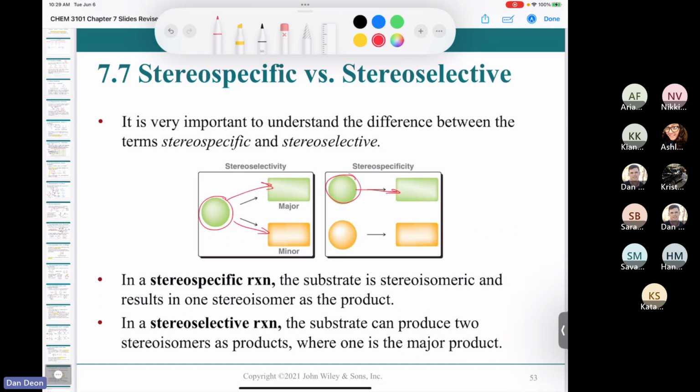Please, if you have a question, go ahead and ask me now about stereospecific versus stereoselective. And even if you don't want to ask me now, what could you do?